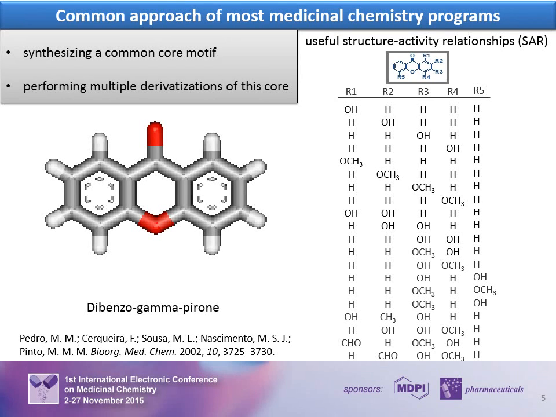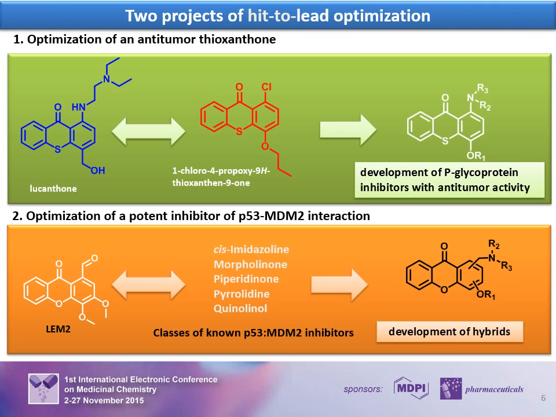In our group, we follow a common approach of most medicinal chemists, of synthesizing a common core motif and then performing multiple derivatizations of this core in order to generate useful SARs for a given project. So we have two ongoing projects of lead optimization where we pursued the amination of xanthones, with pendant functionalities not always the ones that favor reactivity. And the aim of this talk is to share the most reliable transformations that furnish the desirable compounds, but also the ones that did not.